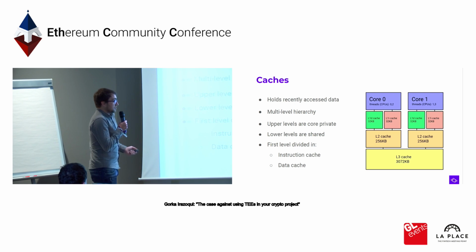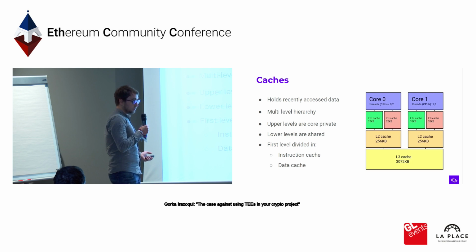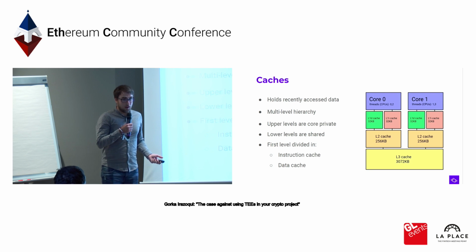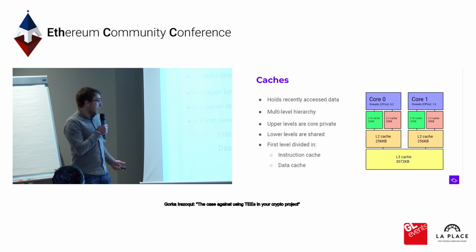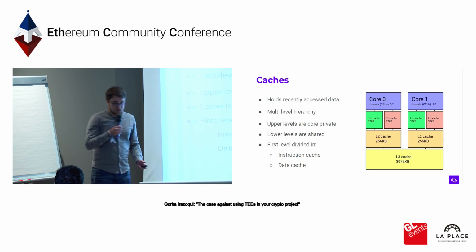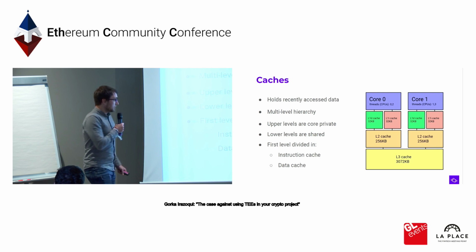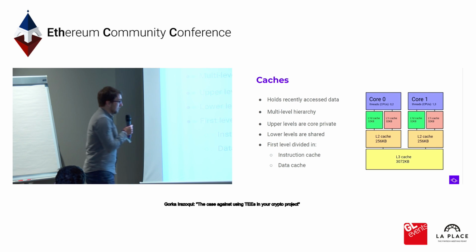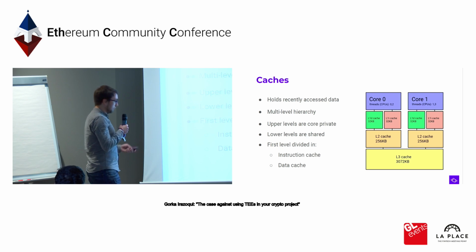Basically, caches are just small pieces of memory that are put between RAM and CPU so that you can access data faster. They hold recently accessed data. Usually we have a multi-level hierarchy, which means that some cache levels are private per core, and then we have a shared one, at least the last-level one, usually shared across cores. Also, the first level is usually divided into the data cache and the instruction cache. The data cache essentially holds data, while the instruction cache holds instructions.